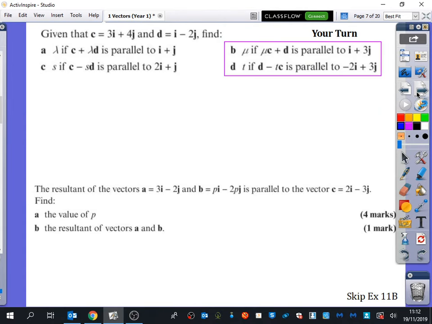Okay, so I'm going to just do these two questions at the top, and then you're going to do this bit up here, and you're also going to have a look at this question for me in just a second as well, okay? So let's read through what's going to happen up here. We're going to be using some things to do with our column vectors, and we've got some new symbols here that I want to talk to you about. It says, given that C equals 3i plus 4j, and D equals I minus 2j, find this weird symbol.